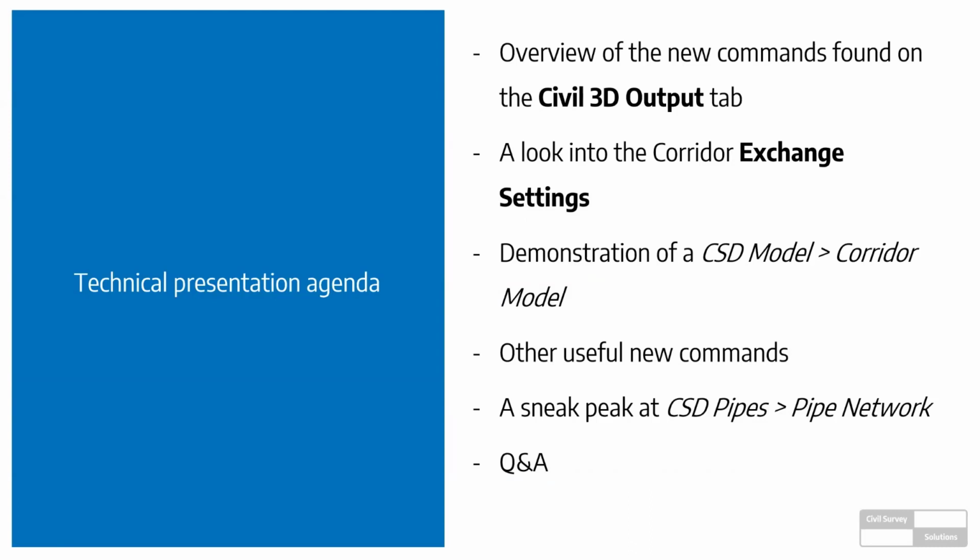We're going to output a corridor model, and I'll demonstrate that. Before we do so, I will just jump into the settings just to show you exactly how it works. So we'll spend a little bit of time there. At the end, I'll show you a whole bunch of useful new commands.